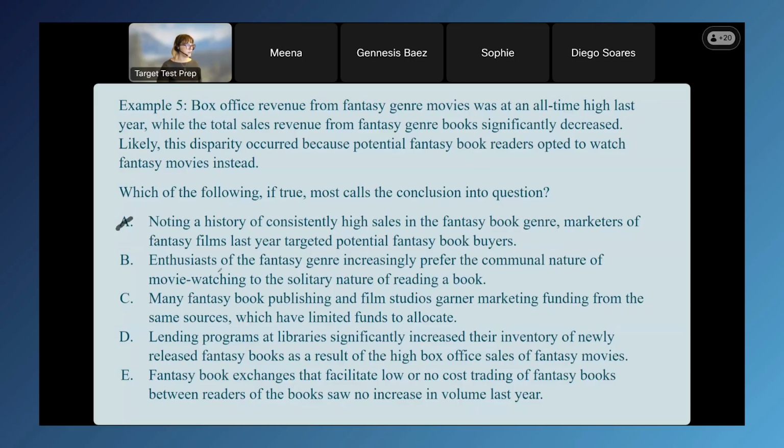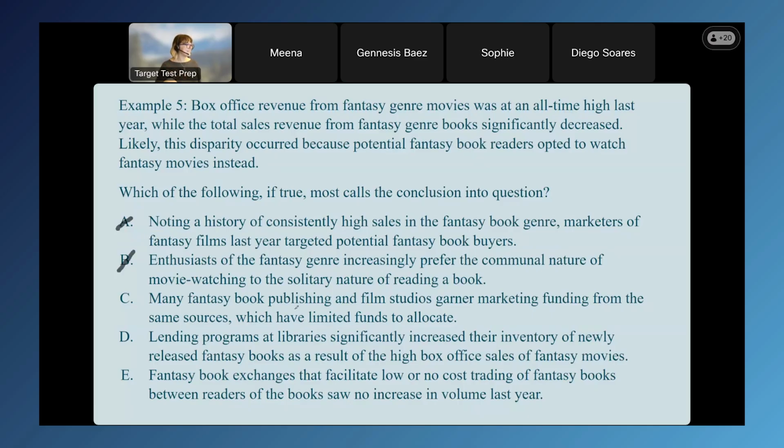Enthusiasts of the fantasy genre increasingly prefer the communal nature of watching to the solitary nature of reading a book. This is also a strengthener. If they prefer watching movies, then probably potential book readers did opt to watch movies instead.